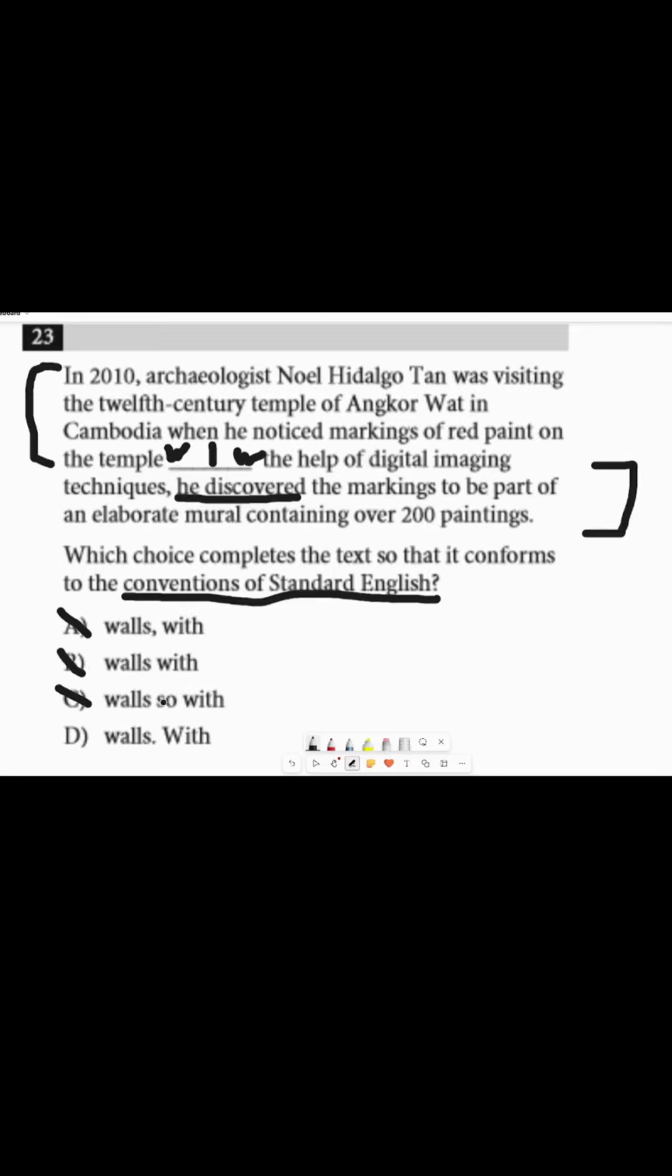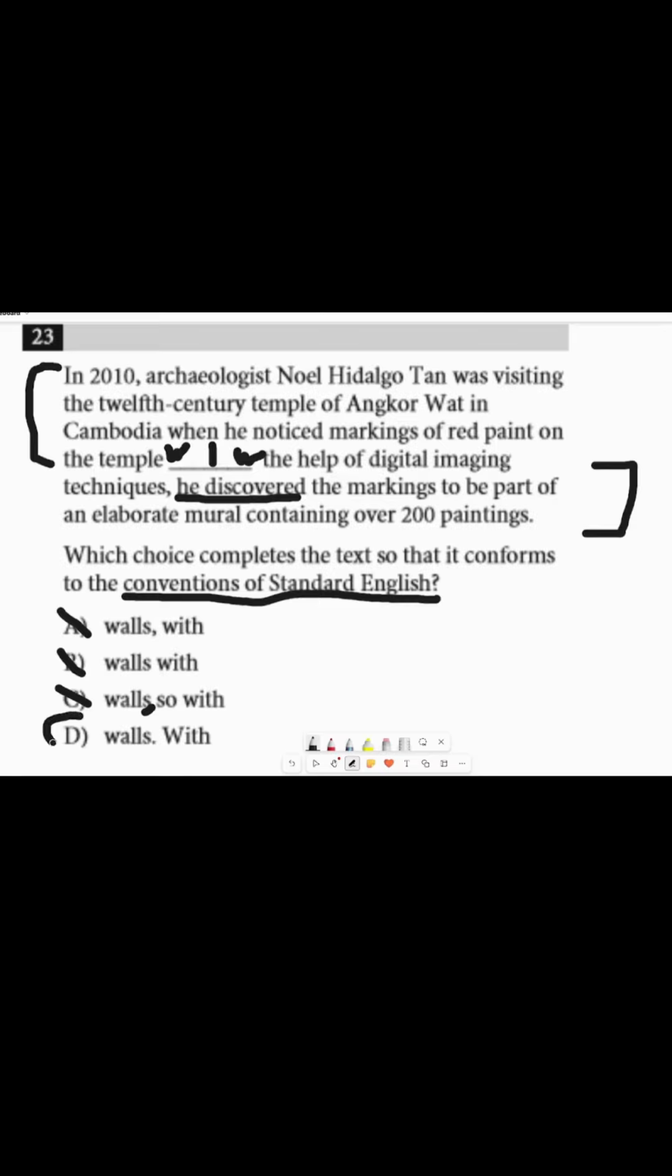This one might be a little bit tricky since it uses a FANBOYS. Now, a FANBOYS can separate two independent clauses, but this answer choice is missing something very important, and that is a comma before the "so." Anytime we use a FANBOYS to separate two independent clauses, we must have a comma before the FANBOYS to separate these two independent clauses properly, which is why it cannot be C.